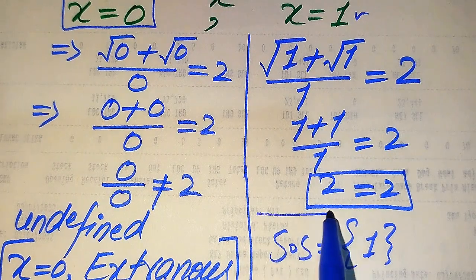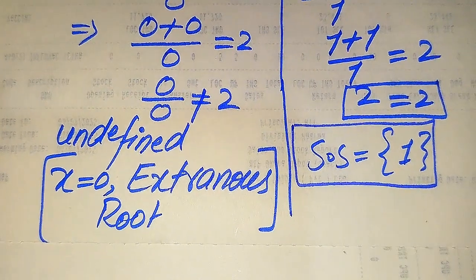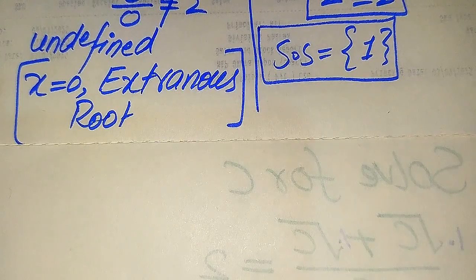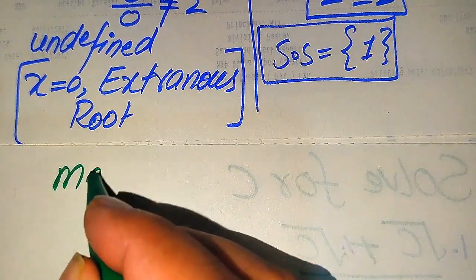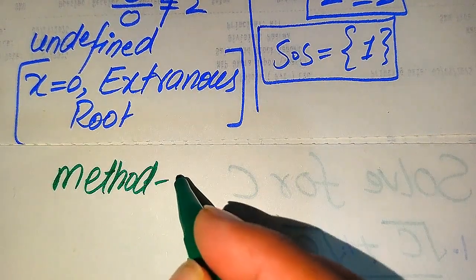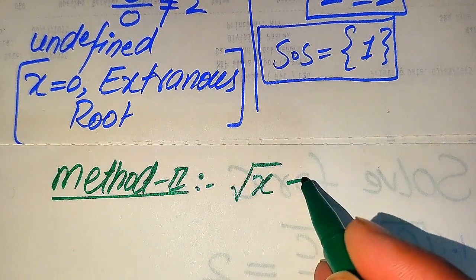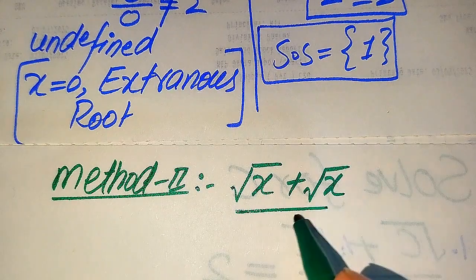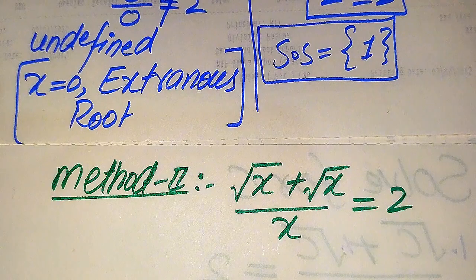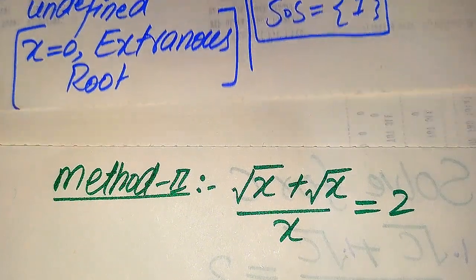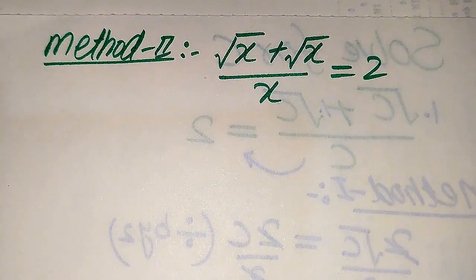So we have only one solution of the given equation, and x equals 0 is the extraneous root. And now in the next steps we again solve this problem by the second method, and in the second method we need to copy down the given question statement. Here the given question statement is square root of x plus square root of x divided by x equals 2. This is our second method, and in this method I can give you another different approach to find the roots of this equation.